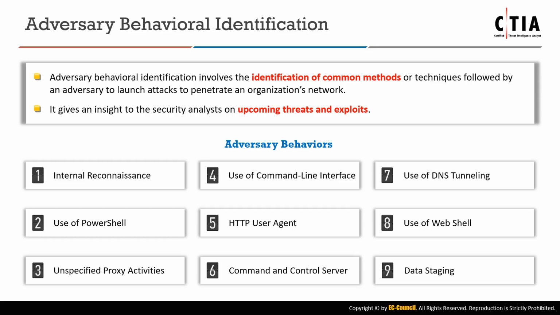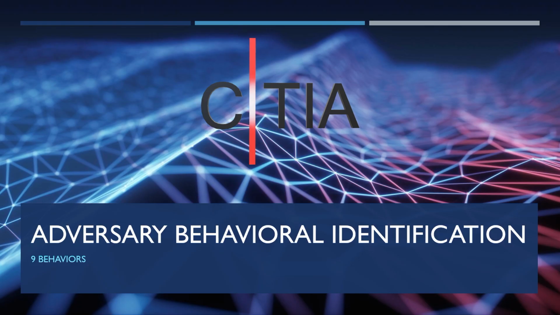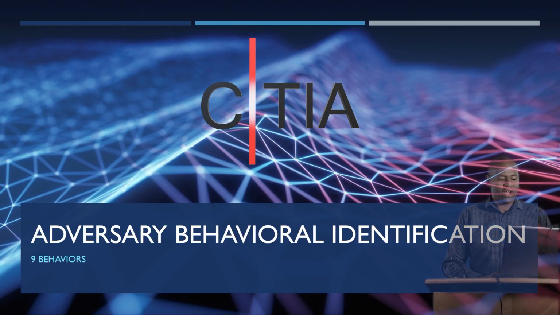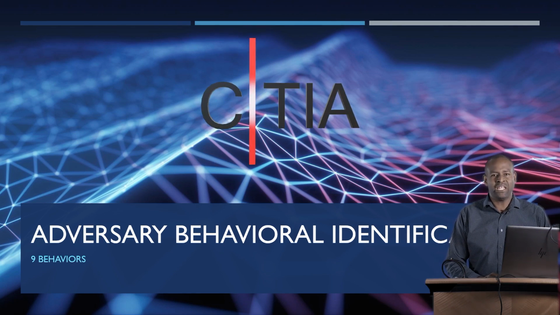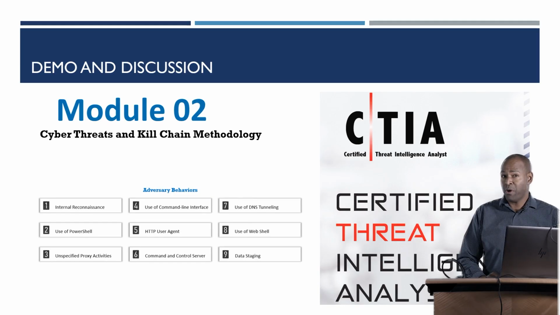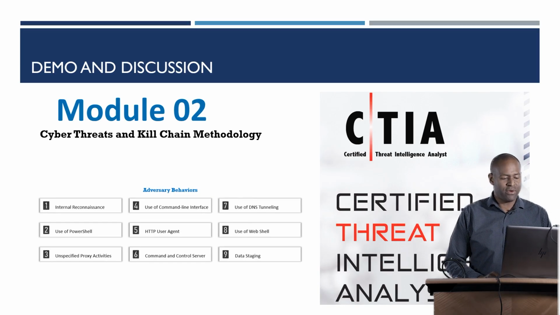So I'm not going to get very deep into each of these. I'll stop now and then in areas where we haven't spent much time. But we've already talked about reconnaissance, right? So that is something that is part of any initial attack. So we're going to take a little bit of a dive, an excursion into adversarial behavior identification for the CTIA. And we're going to look at 9 behaviors as part of Module 2, where we talk about the cyber threat and kill chain methodology.